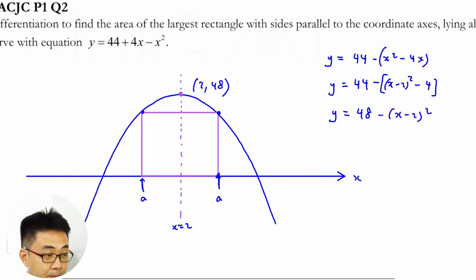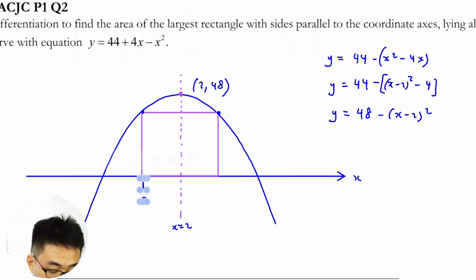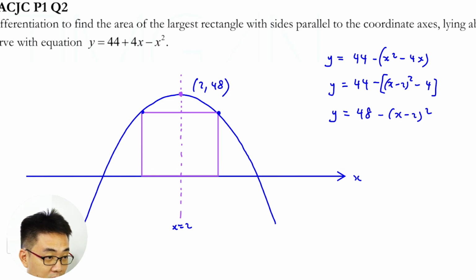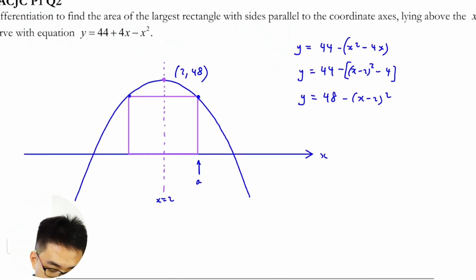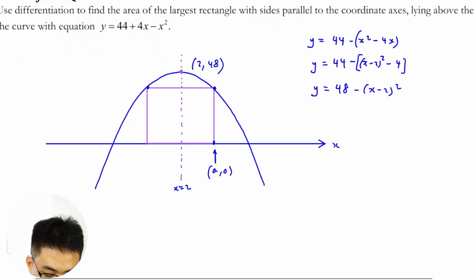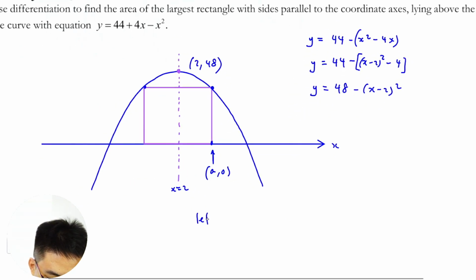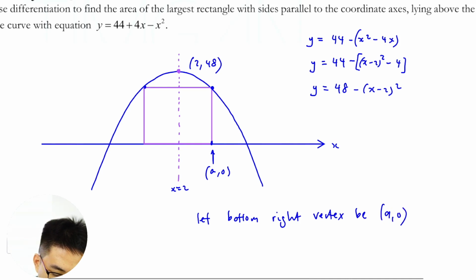It really doesn't matter, because a is a variable. You can introduce a variable here. So now you're playing with a variable. I'm going to let a be here. I just let a be this side here. This is my a, so this will be a, 0. Just take note: let the bottom right vertex be a, 0. Okay, this is important.